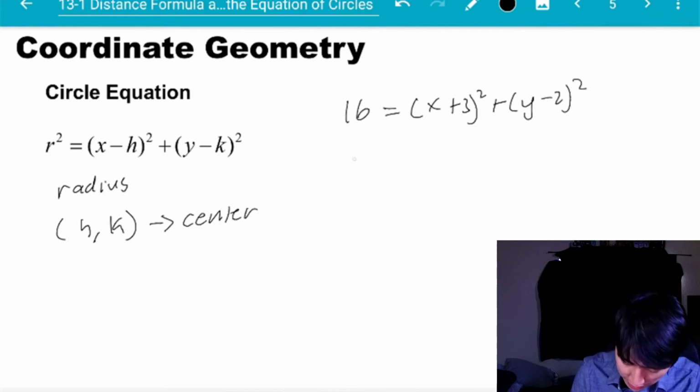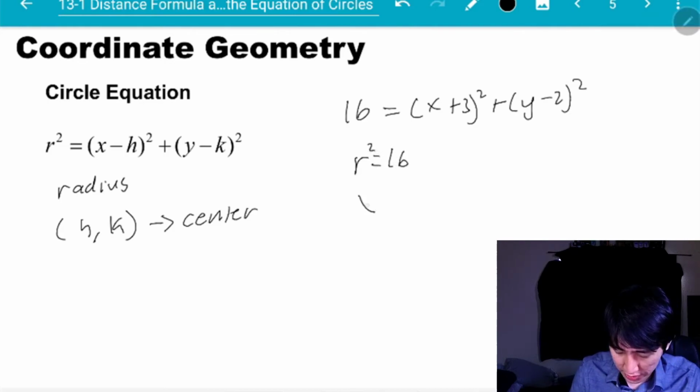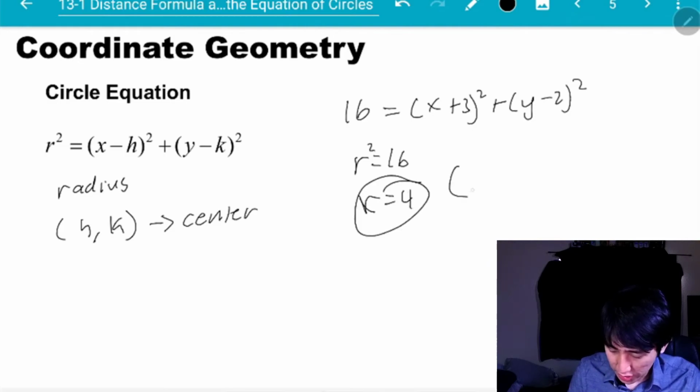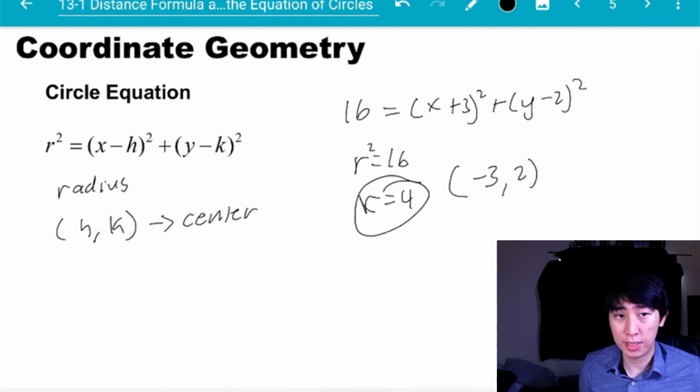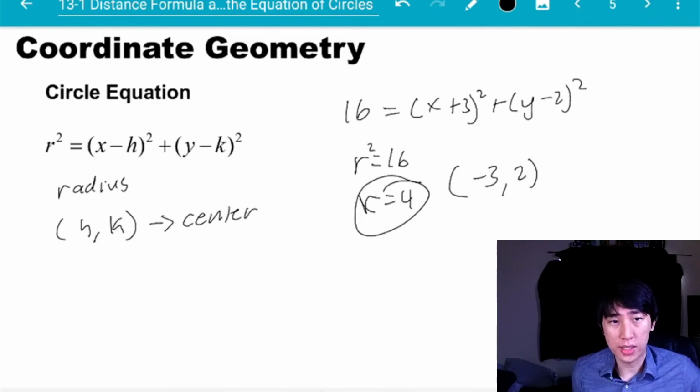So what you're going to say is your radius squared equals 16. So the way you find it is your radius equals 4. Then your h comma k is going to be negative 3 comma 2. And the reason why you know it's negative 3 comma 2 is because whatever is inside your parentheses should be swapped, because it should be x minus. In this case, you have x plus, so you're going to swap it. So this is your center.